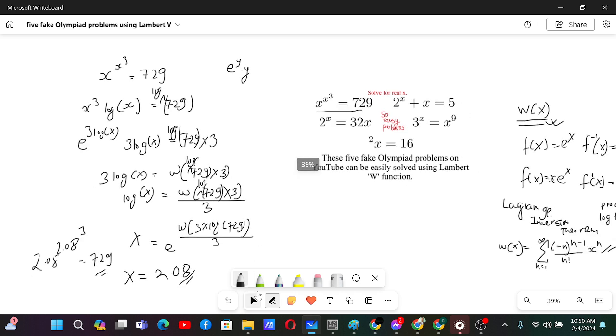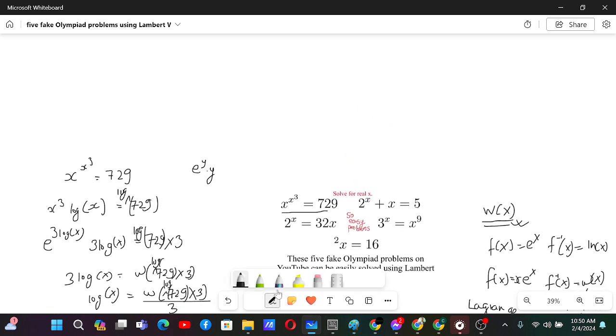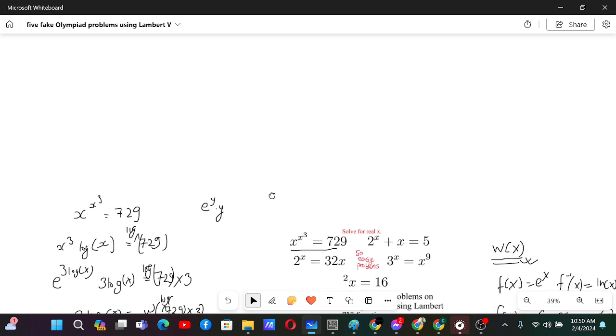Okay. Now let's go to the next problem. The next problem is this. For this problem also, we are going to use a similar approach. 2 to the power x plus x equals 5. For this problem as well, what we can do is first write the linear terms on the other side.